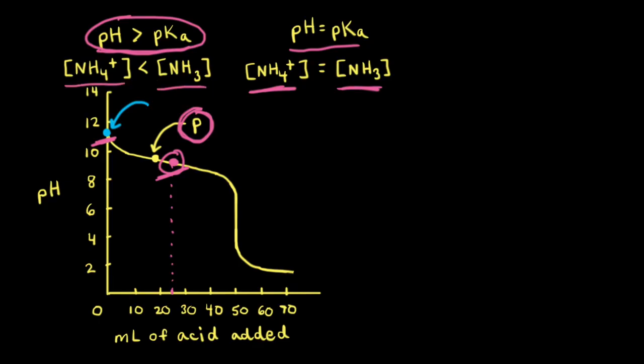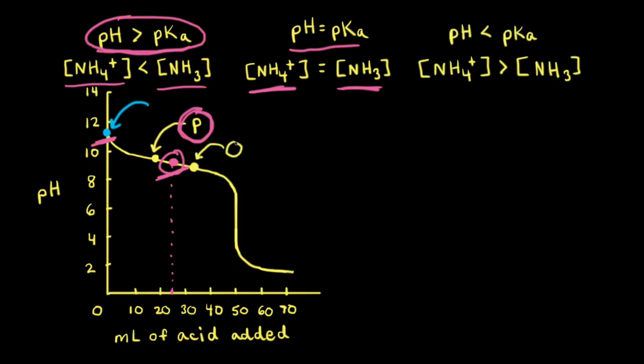We could have also figured this out using the Henderson-Hasselbalch equation. However, it's often easier just to think about the shape of the titration curve and where the point in question is in relation to important points. For example, in this case, the initial point and the half-equivalence point. Next, let's think about a point just to the right of the half-equivalence point, and I'm going to call this point Q. At point Q, the pH of the solution is less than the pKa.